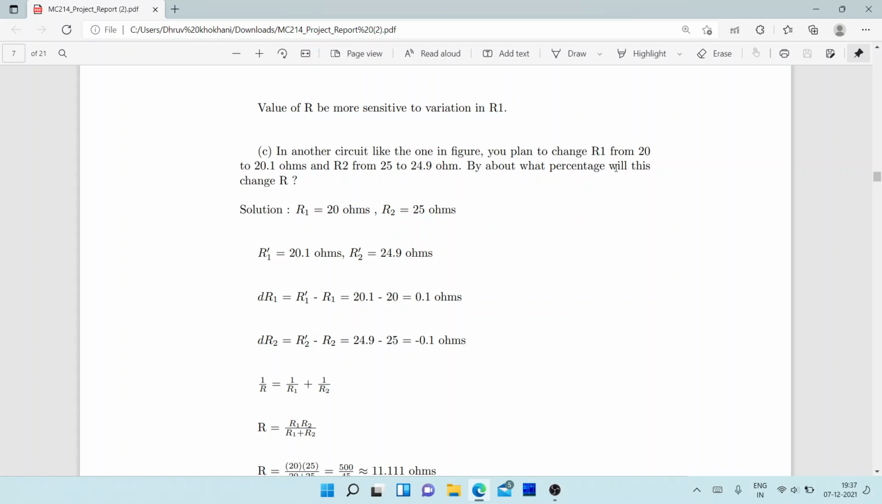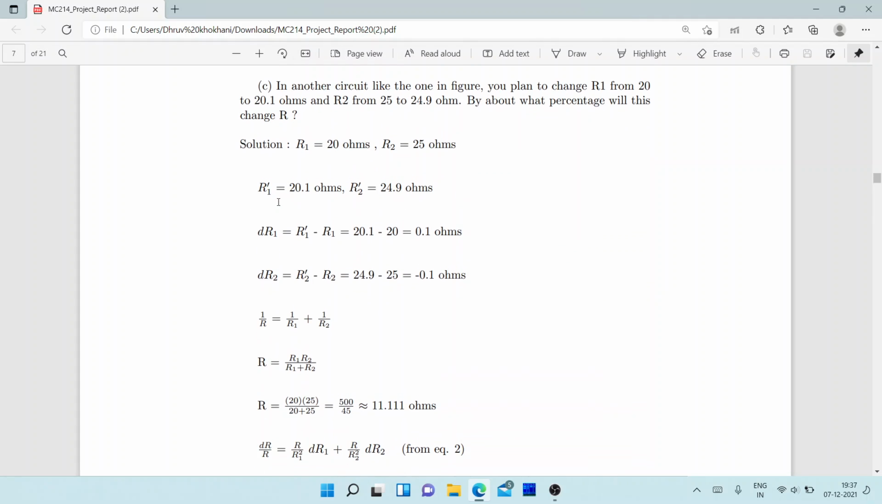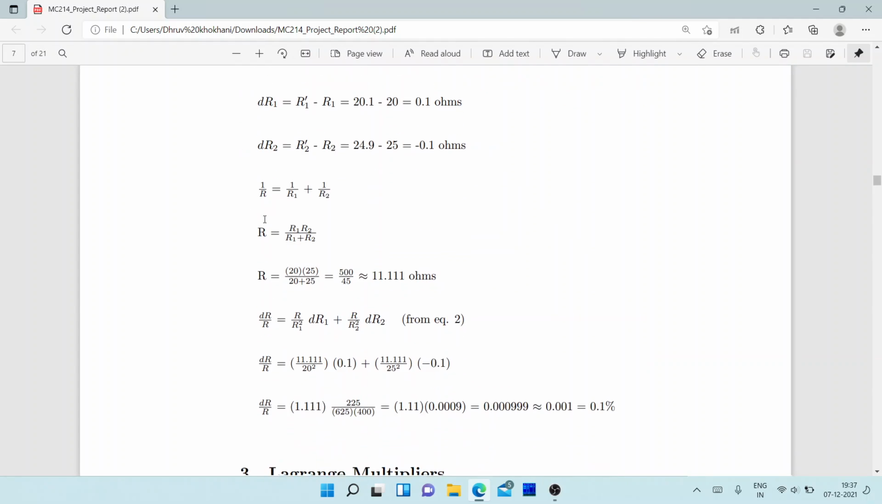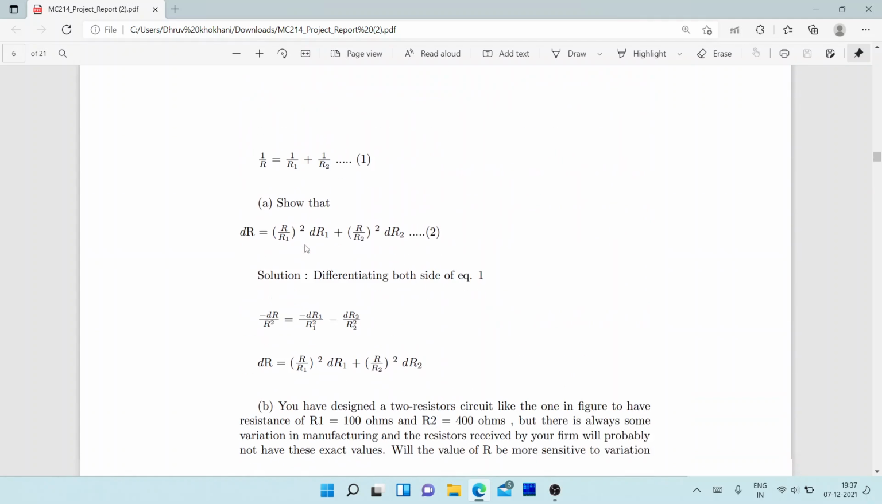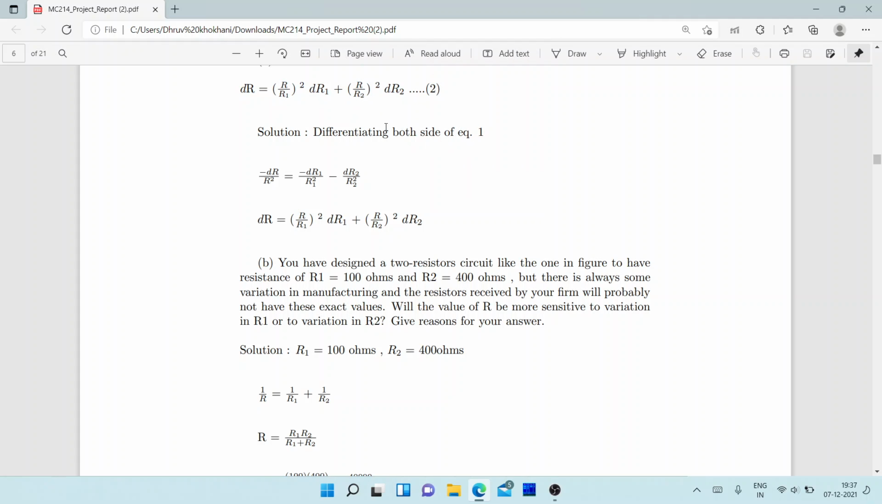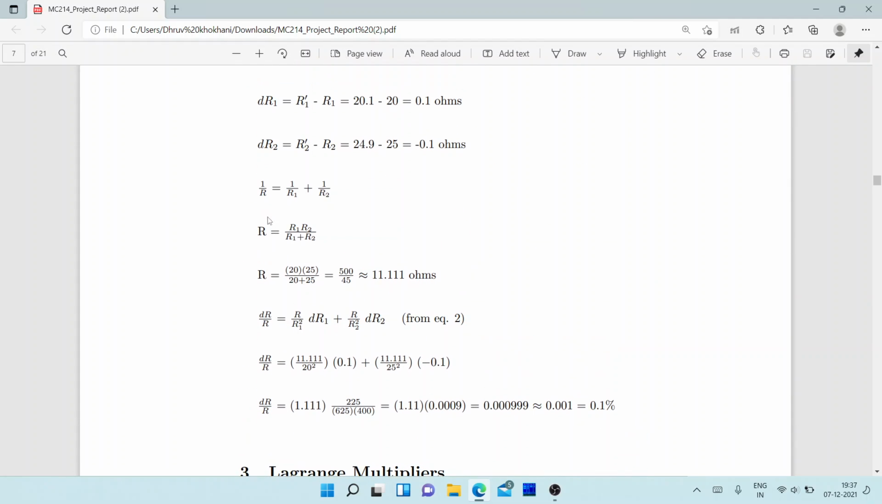In the third part, we change R1 from 20 ohms to 20.1 ohms and R2 from 25 ohms to 24.9 ohms, and we have to find the change in R. Using this equation, we get this, and simplifying this equation, we get that the percentage change in R is 0.1%.